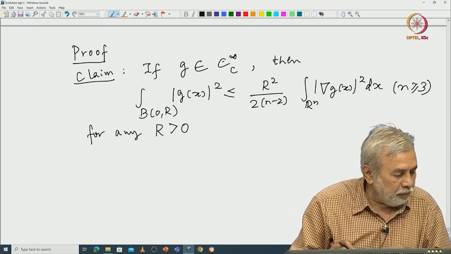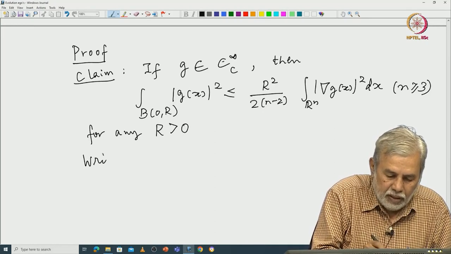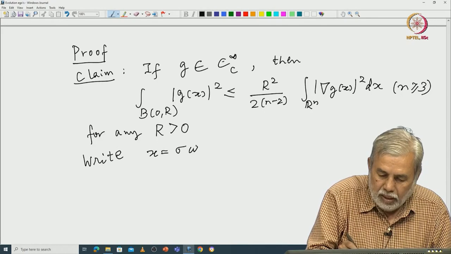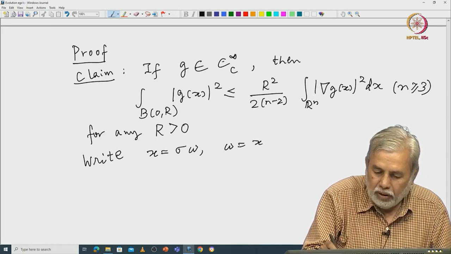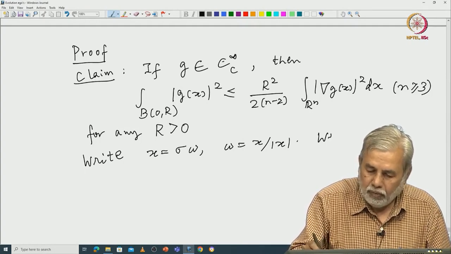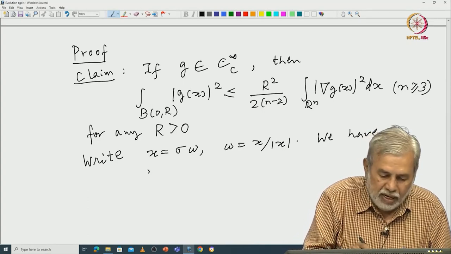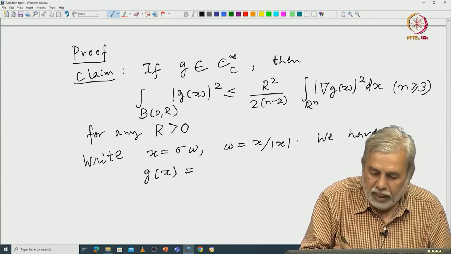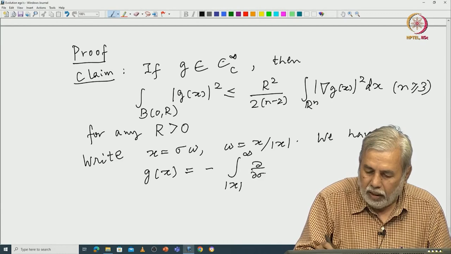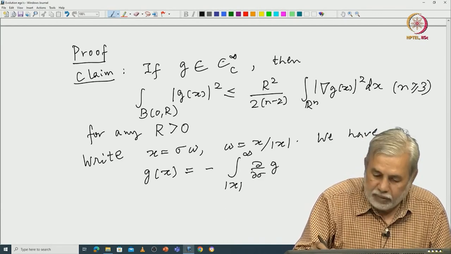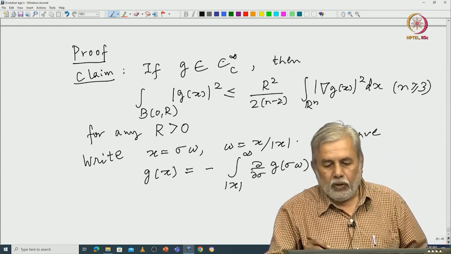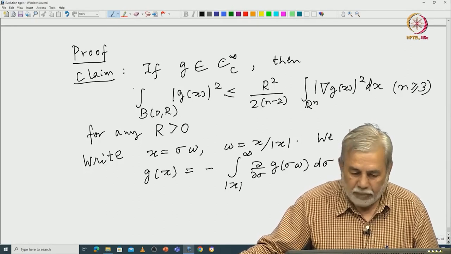So, proof of this claim. Let us write x equal to sigma omega, where omega is on the unit sphere, of course this is if x is not 0. And then we have g of x is equal to minus the integral from mod x to infinity of d by d sigma of g of sigma omega d sigma. So, I am integrating only in the radial direction.